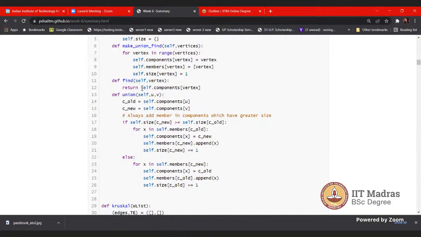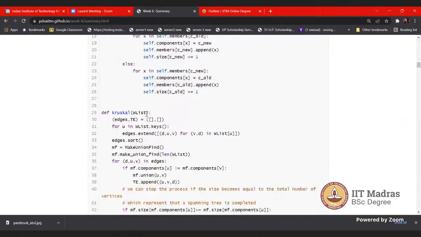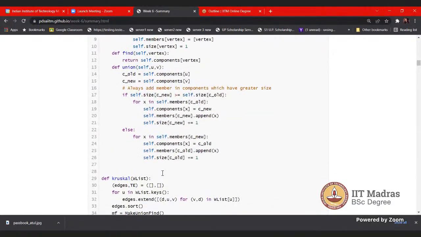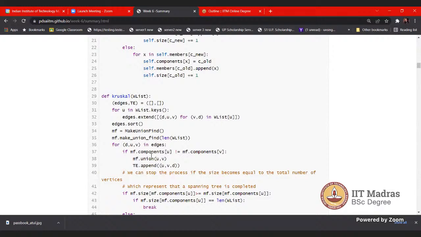If the component value is the same for u and v, that means it creates a cycle in our spanning tree, and we will not consider that. So if you look at the classical algorithm, this condition is given for every edge. We are just checking whether the component of u is not equal to the component of v. If this value is equal, it represents that adding edge duv creates a cycle in the spanning tree, so we will not consider that.